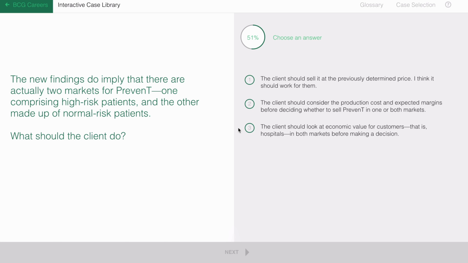I'm going to lean towards answer choice 3 here simply because we've looked at economic value for the normal risk patients, so it makes logical sense that we also need to do the same for high risk patients in order to decide 1, what the optimal price would be, and 2, which patient groups we should be targeting. Answer choice 2 I also like, but it says to focus on production costs and expected margins. It does not talk about the incremental economic value that the drug provides for the high-risk patient group. And so for this reason, I'll go with answer choice 3.